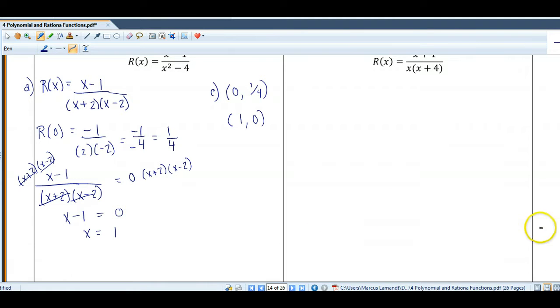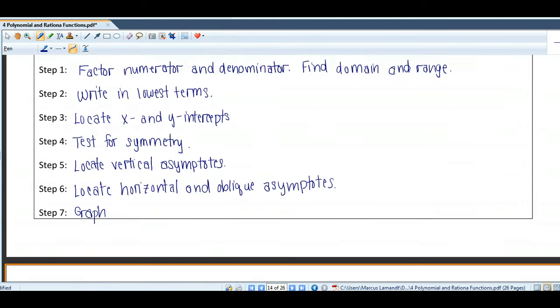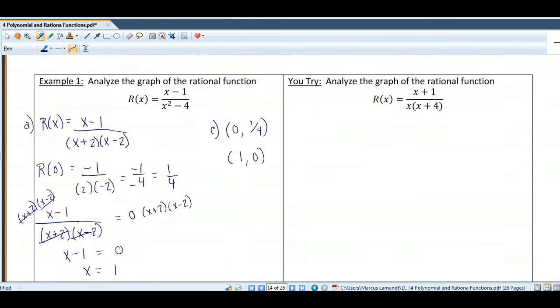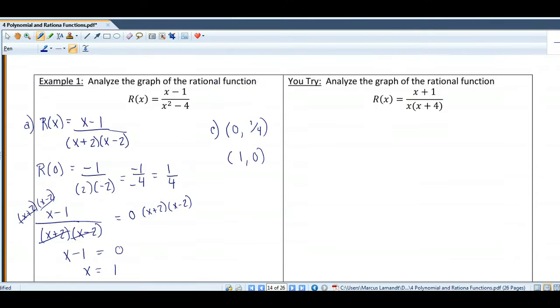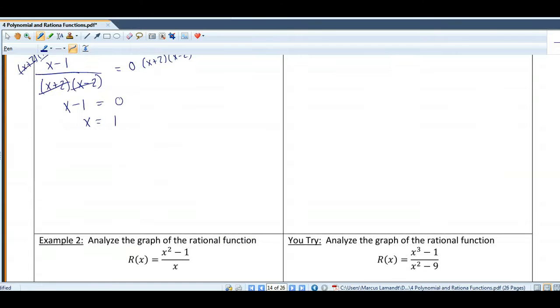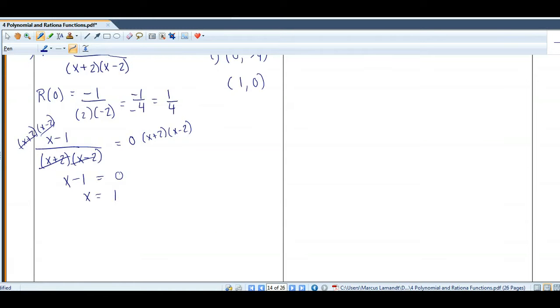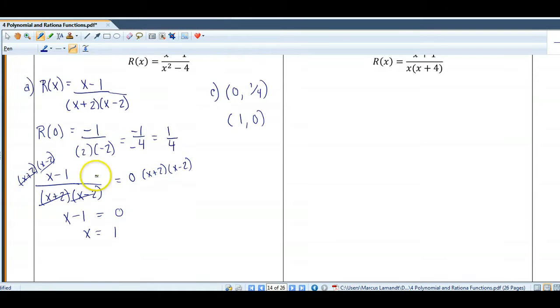The next step, where's my cursor? There it is. Okay, test for symmetry. We actually learned this a little while ago. In order to test for symmetry, you're going to plug in negative x. So let's see if I can fit it up here. If I plug in negative x, I'm going to get negative x minus 1 on top, and the bottom is negative x squared minus 4, where the negative squared becomes just regular x squared.